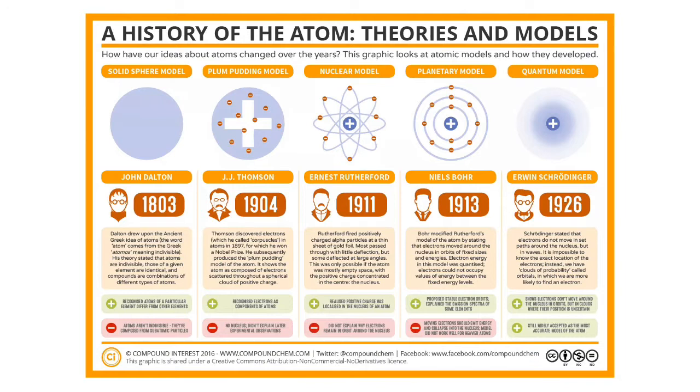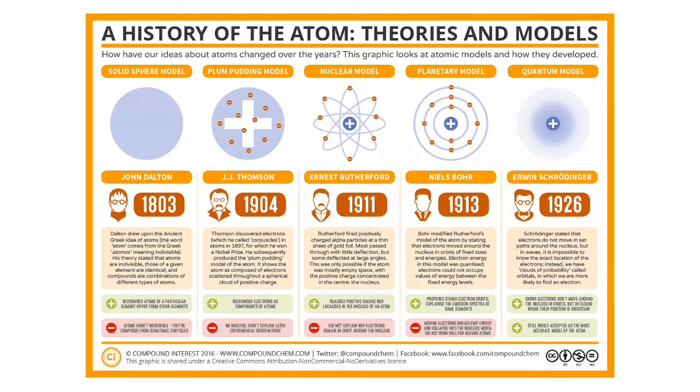Ernest Rutherford added to that idea in 1911. He realized that most of an atom was actually empty space. So he discovered that there's a small positive nucleus in the middle of the atom, that the little tiny electrons were orbiting around the outside, but that most of the stuff in the middle was like nothing.